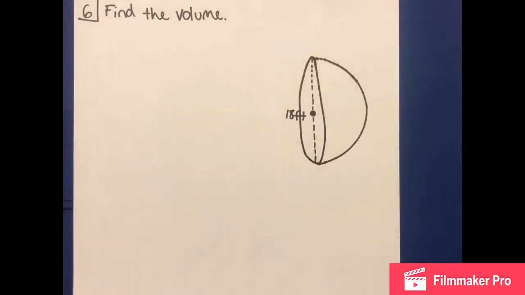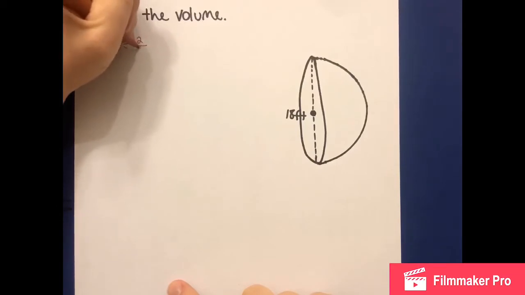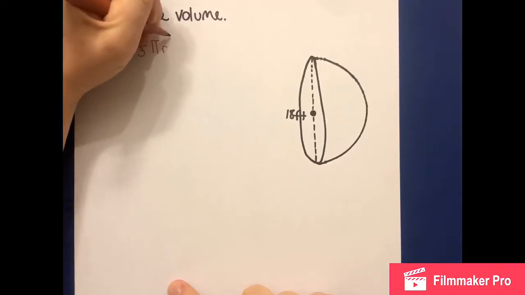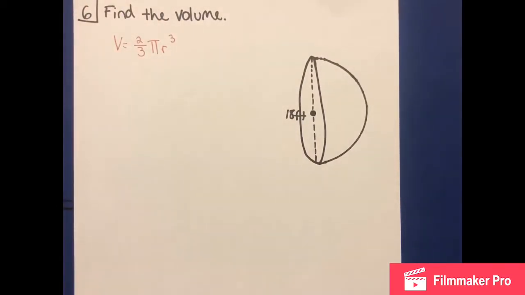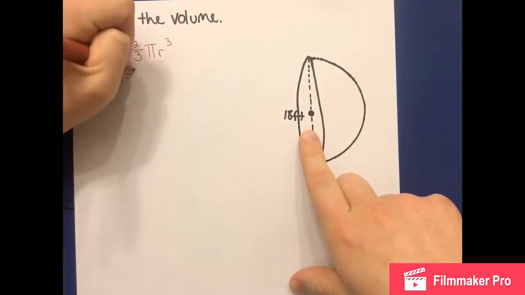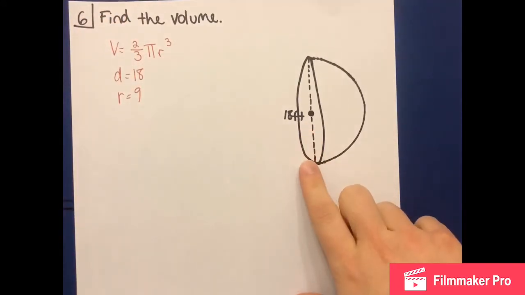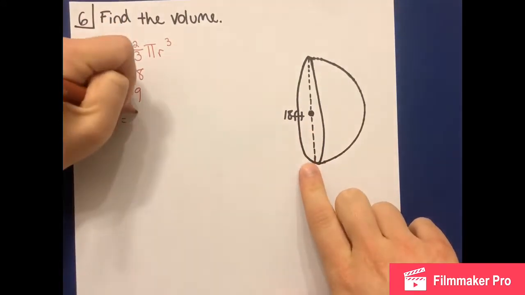We're going to look at number 6. We start getting into hemispheres, so it's half. It's as if I cut that orange in half. Volume here is going to be 2/3 pi r cubed. So I have a diameter of 18 divided in half. You get radius, which is 9. And I'm just plugging it into my formula.